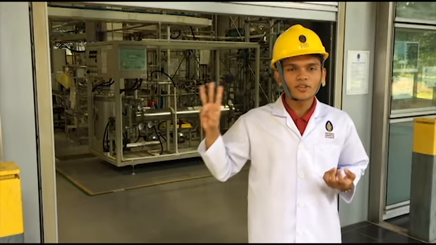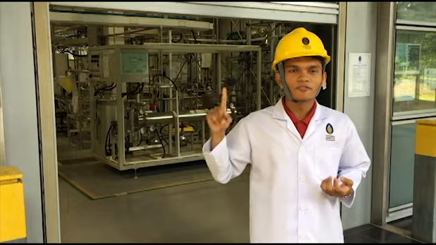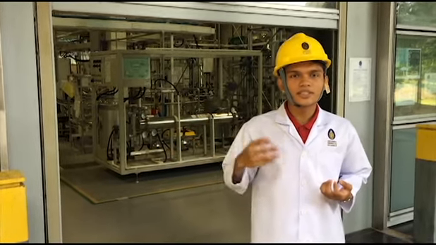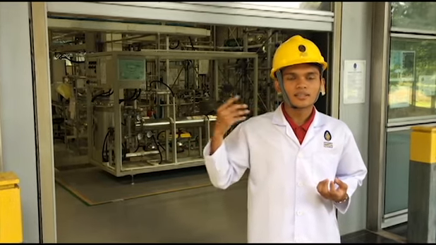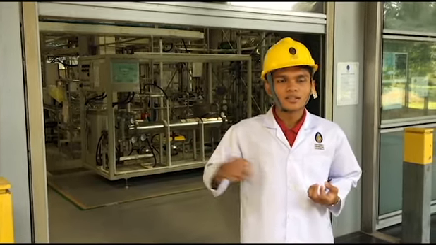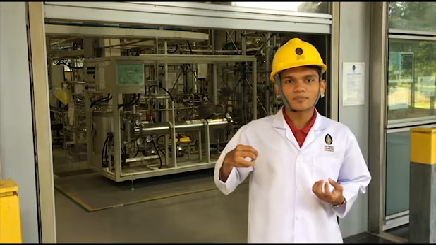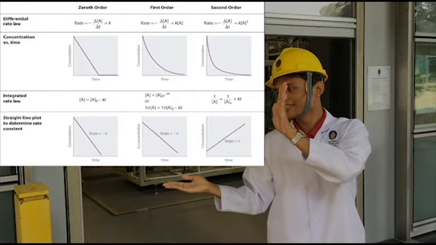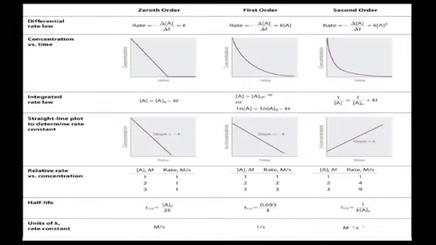In general, there are three orders of reaction, which are zero order, first order, and second order of reaction. These orders of reaction can be differentiated by the rate law and integrated rate law, as shown in the table here. For zero order, a linear graph with negative slope is produced. The gradient of the graph represents the rate constant. The unit for the rate constant for zero order of reaction is mole per liter per second.